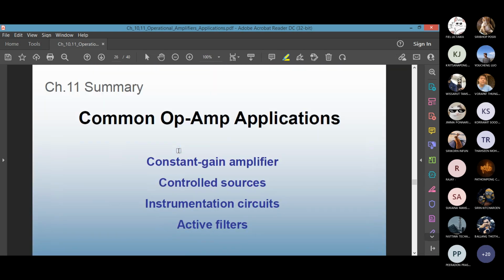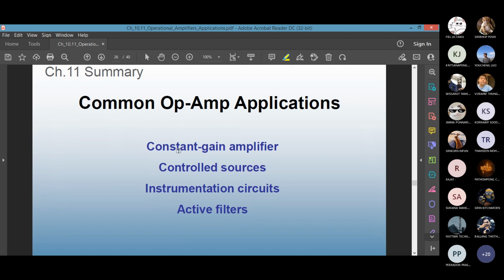Op-amp applications. Some of the common op-amp applications you see. Constant gain amplifier. We already saw this. You can make a gain by using either inverting or non-inverting or even a summing amp. You can do control sources. This is what we will talk about next.